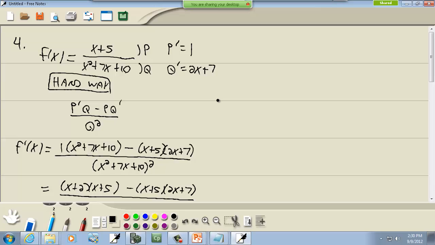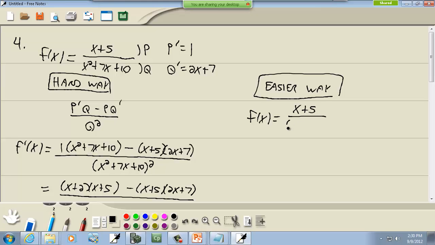Well, let's look at an easier way. It's not exactly easy, so we'll just say easier way. Right to begin with, if you happen to see that you can factor the top and the bottom, go ahead and do so and see if something would cancel. The bottom part factors using the PSD method as x plus 2 times x plus 5. Now once I do that, I notice that the x plus 5's will cancel right away. And f of x is going to equal 1 over x plus 2.